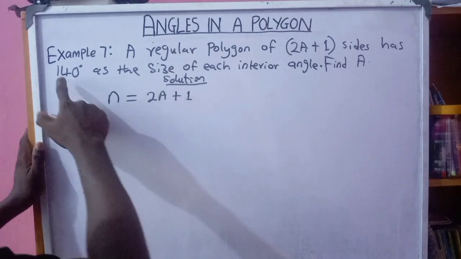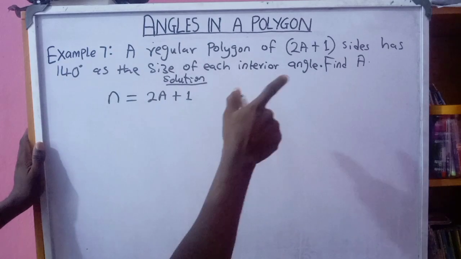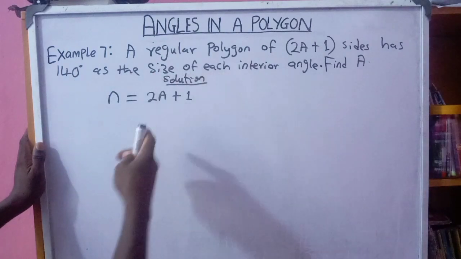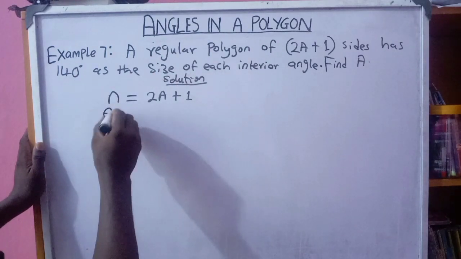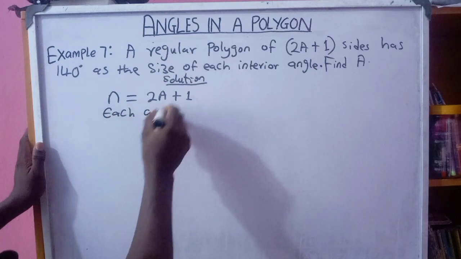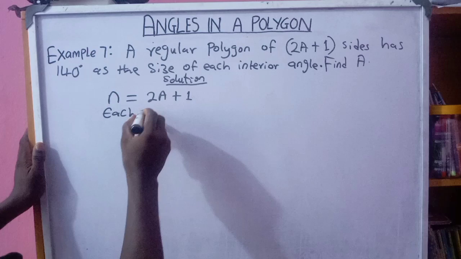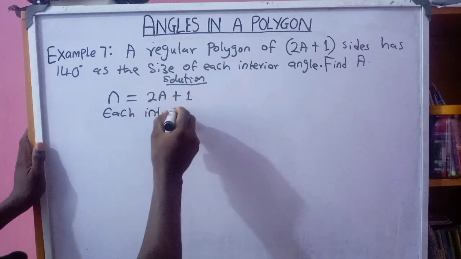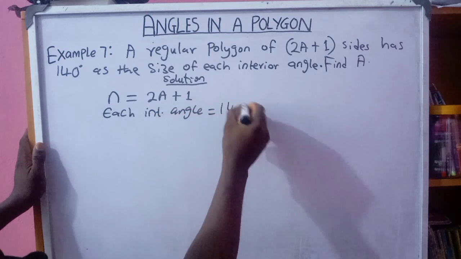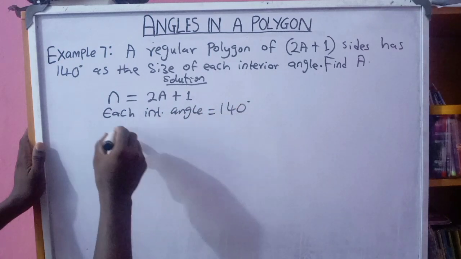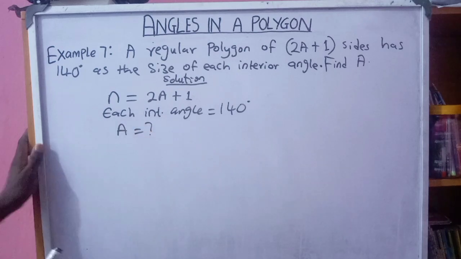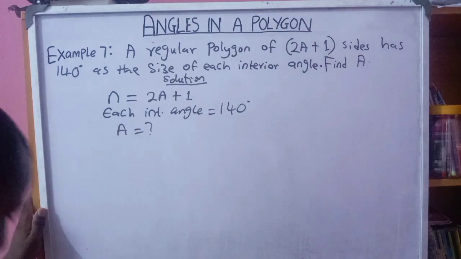Another one that is given is each angle, because they mentioned that it has 140 degrees as the size of each interior angle. So each angle, remember the formula we use for each angle. Each interior angle, let's identify that. Each interior angle is given as 140 degrees. So the question says we should find the value of a. Alright, so how do we go about this?